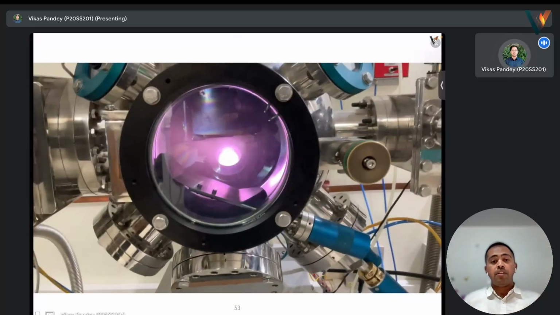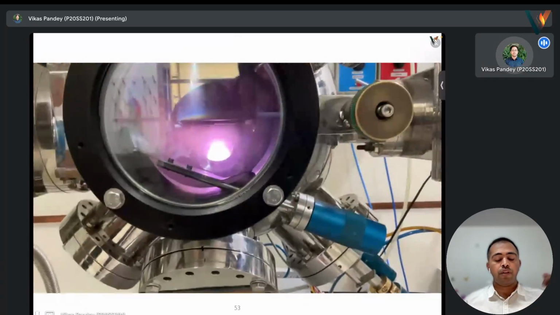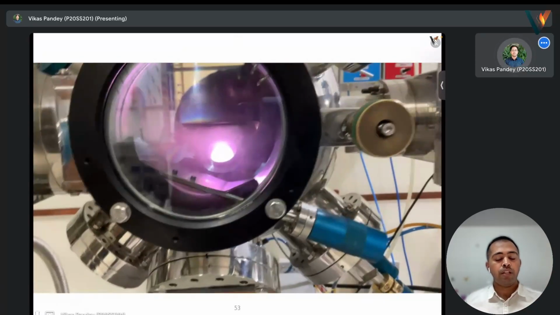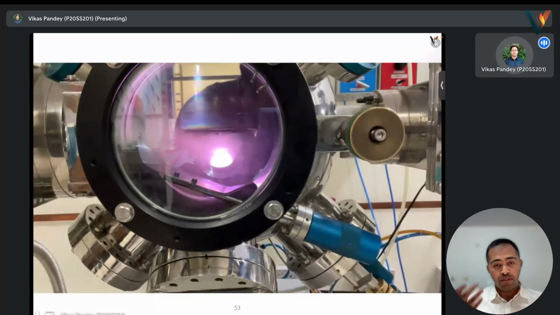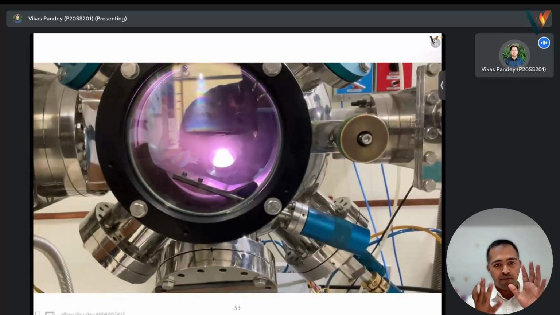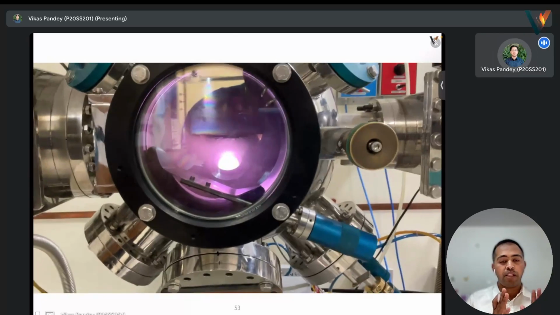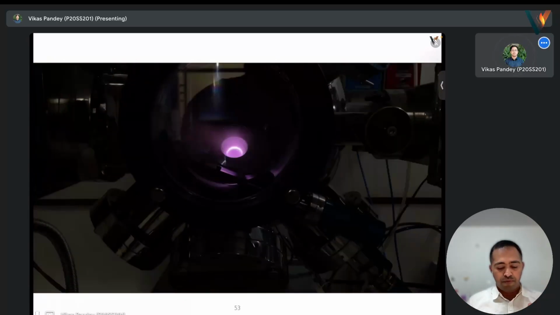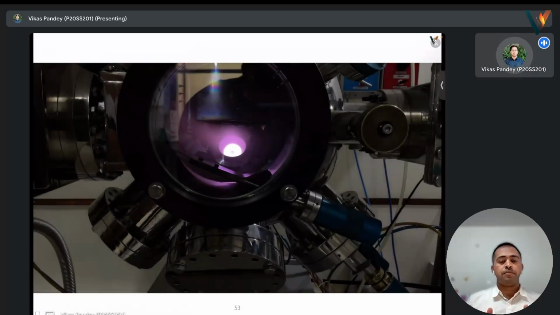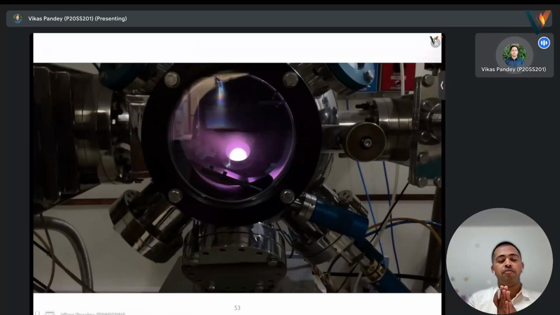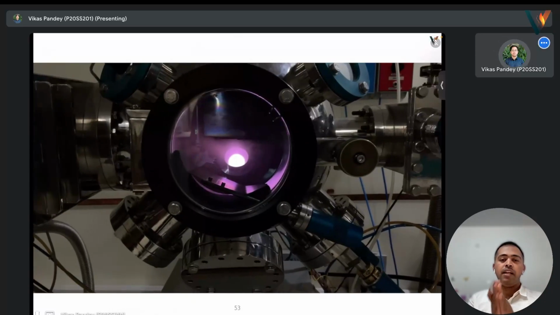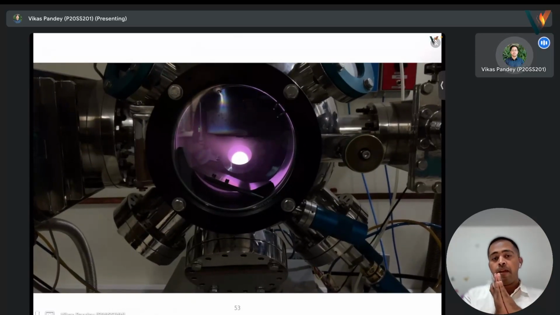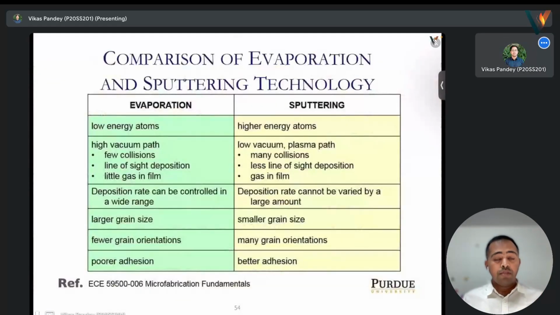This is when plasma has the first one. I was using a light source to show it. Here there is no light source. The glow is from the argon plasma that is occurring, and it is depositing the material from this gun. You see a concave kind of plasma is formed, and that is depositing the material onto the substrate. So this is the process.